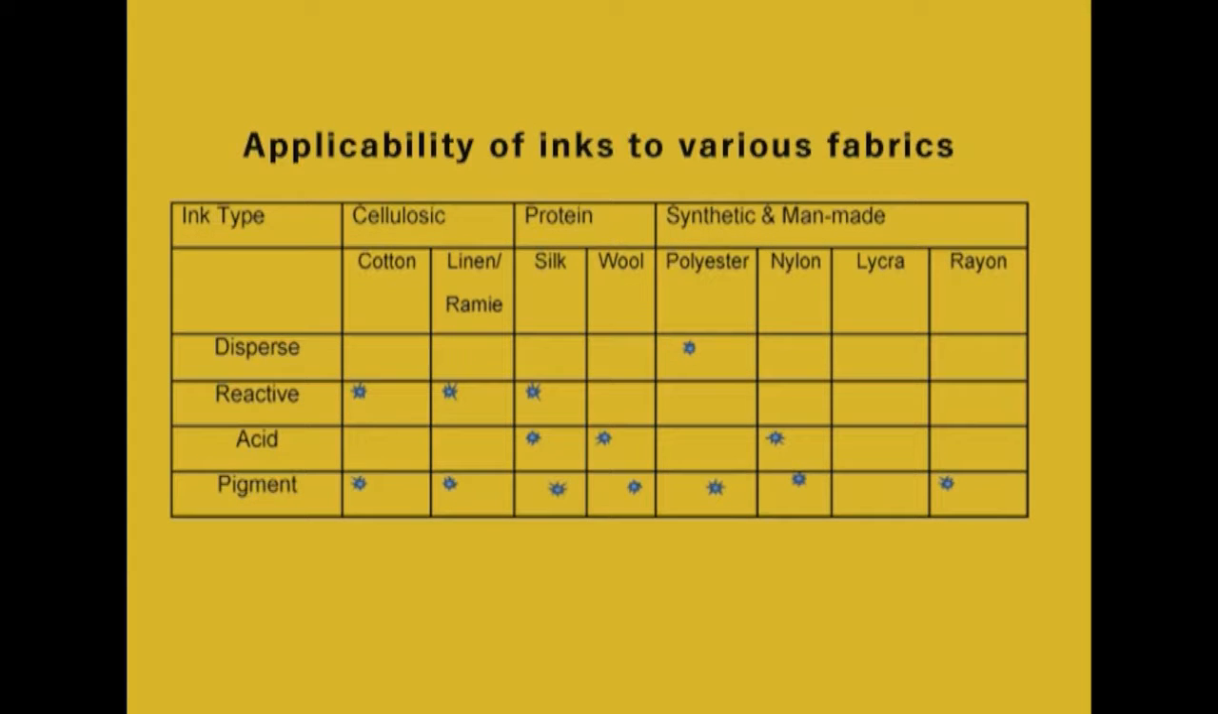The chart here shows the applicability of these inks to various fabrics, and here you can see that there are disperse, reactive, acid and pigment types of inks, and we have here cellulosic fabrics such as cotton, linen and ramie, and protein fibers like silk and wool, synthetic and man-made fibers like polyester, nylon, lycra and rayon. And so, we are showing here the type of ink suitability on the fabric. For example, disperse dye is suitable on polyester fabric, and reactive dyes are suitable on cotton, linen and ramie and also silk, whereas acid dyes are suitable on silk, wool and nylon, and pigment dyes we can use on all fibers.